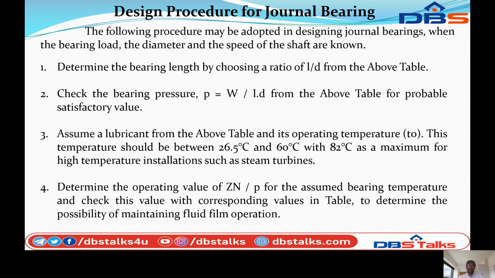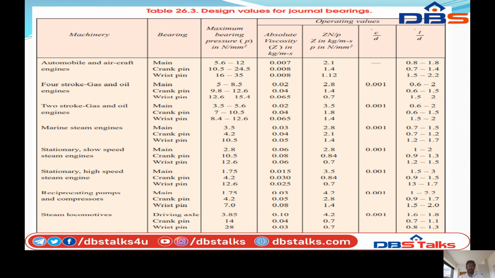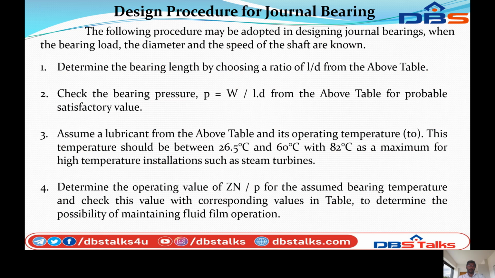So next, check the bearing pressure. P is equal to W by L into D, from the above table for probable satisfactory value. So for checking the bearing pressure, you can see the tabular column. What type of material is used, and what type of bearing pressure is used? You can see the tabular column. This will be noted down while calculating the problem.